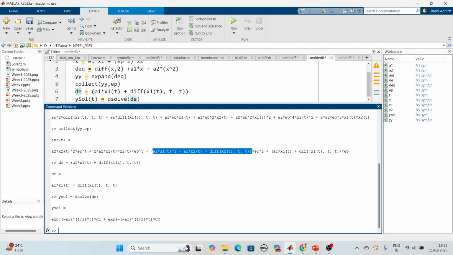Then I know the value of EP, and I can further write my x as EP into x1 plus EP square into x2. And that is how we are going to get the solution. I hope that this is clear.